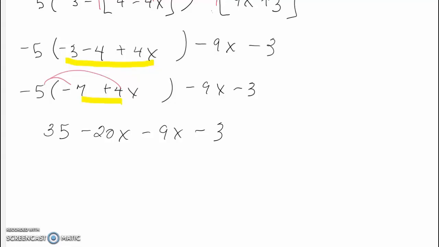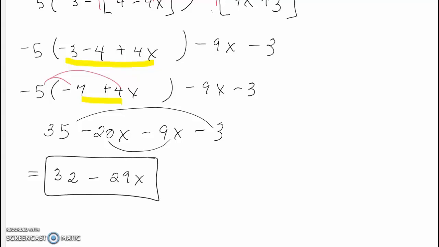We have completely removed all the brackets and the parentheses. All that's left now is to collect like terms if they exist. And it looks like we have these 2 terms and these 2 terms. 35 minus 3 is finally 32 minus 29x. Unfortunately, there's no way to check this problem going backwards. So I think what we should do is just do another problem. All right, I'll see you in a second.